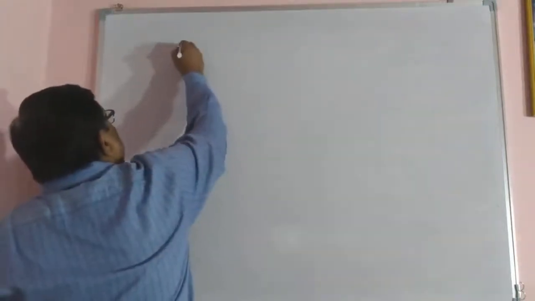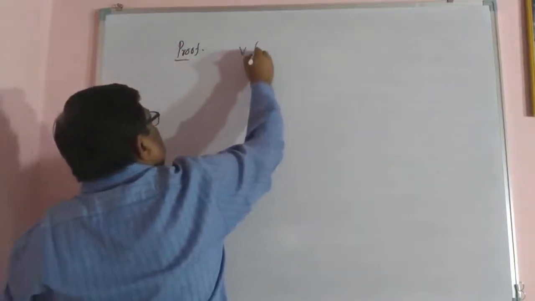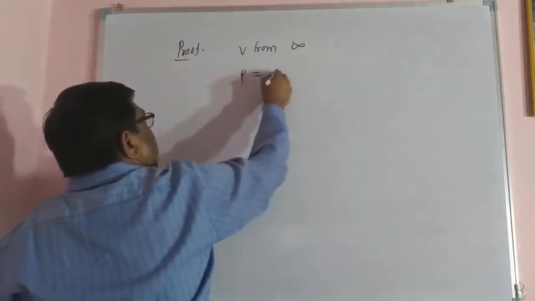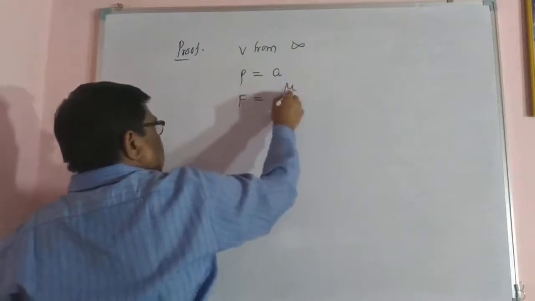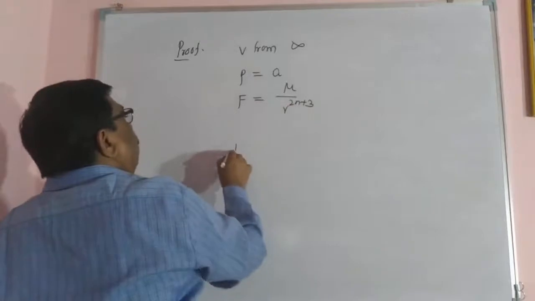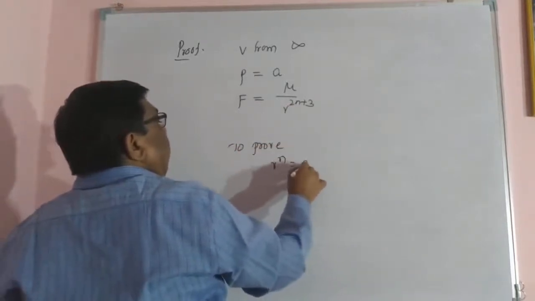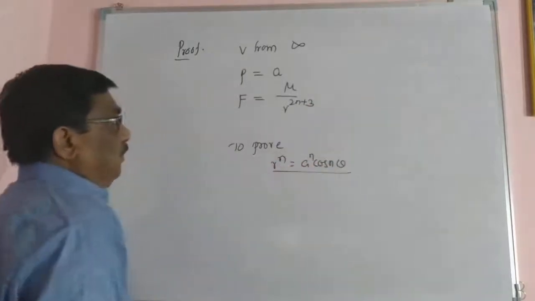What is given here in this problem? Velocity from infinity is given and p equal to a is given. A force is given. It is mu divided by r raised to 2n plus 3. To prove r raised to n equal to a raised to n cos n theta. This is the central orbit we have to prove.